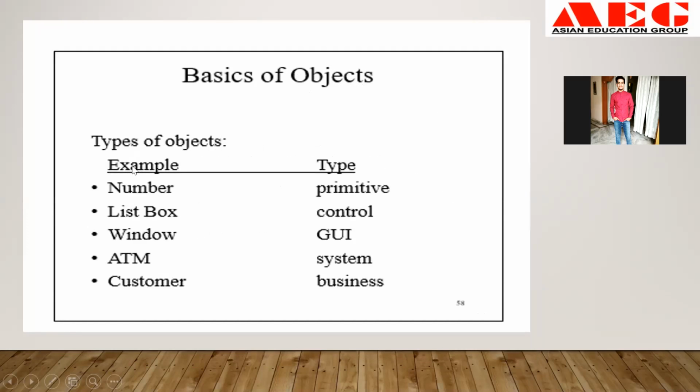Basics of objects, types of objects. Example: number, it is a primitive type. List box, it is a control. Window, it is a graphical user interface. ATM, it is a system. Customer, it is a business.